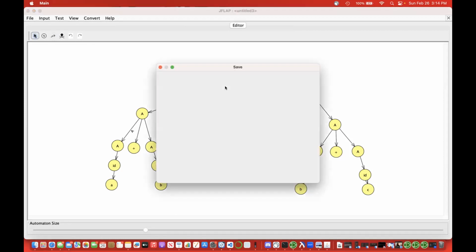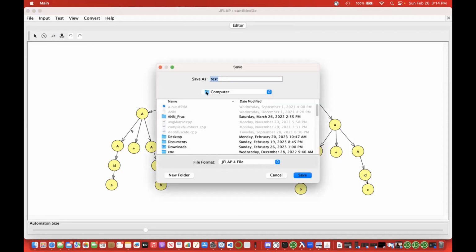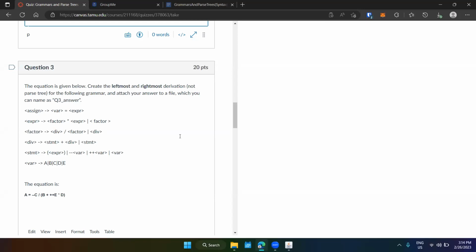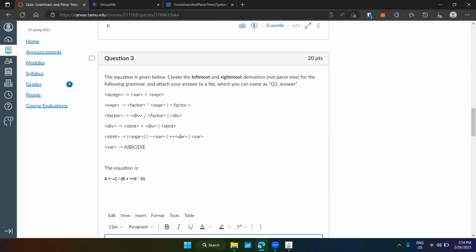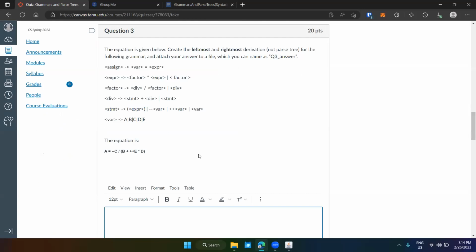Cool. Okay. I'll start screen sharing then. Thank you. Appreciate the help. Let's do this. The equation is given below. Create the leftmost and rightmost derivation for the following grammar. And then there's the equation. Oh God, this is gonna be a lot.